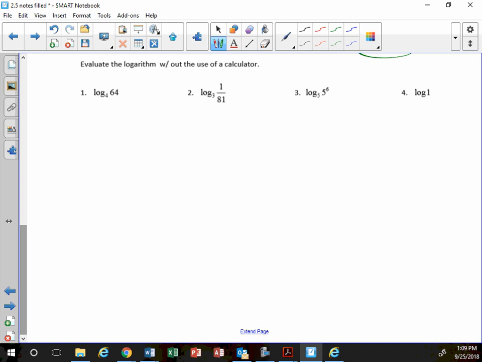4 to what power is 64? Yeah, so this is 3. So the second one, 3 to what power is 1 over 81? 5 to what power is 5 to the 6th? Good, don't overthink that one. Number 4, base isn't written, so it's 10. So 10 to what power is 1? 0, good. Okay. Good so far.